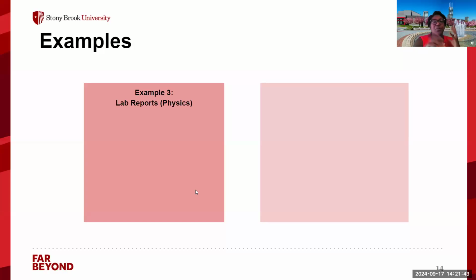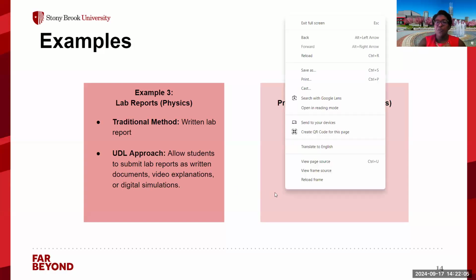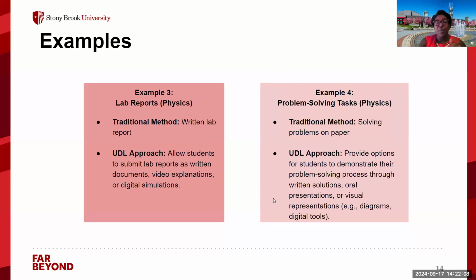I'm going to talk more about this from a STEM perspective. We'll use physics. Traditionally, it's a written lab report that's used to do assessments. If we think about UDL and its approach, maybe we'll offer other types of assessments, such as a written document, a video explanation, or a digital simulation. If we're thinking about a problem-solving task, usually that's solved on paper, graphing or some type of written work. We may also consider oral presentations, visual representation, either with diagrams or digital tools. I've seen some CGI work with Blender or Adobe. So there are some very creative ways that students can show you how they are problem solving their task in the STEM department.